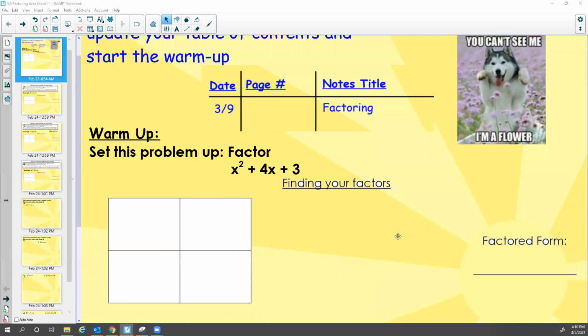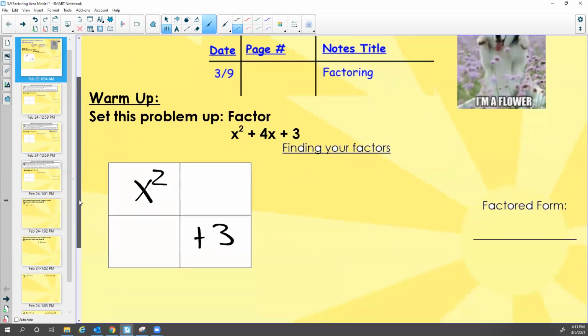All right, so if you remember what we talked about yesterday, it's very similar to what we did with the tiles. Our x squareds still went on the inside, on the top left. Our positive 3 still goes on the bottom right. It's our plus 4x that at the moment we haven't decided where it's going to go in the diagonal. So we're just going to place it down here at the bottom so we know that our diagonal here is going to add up to that 4x.